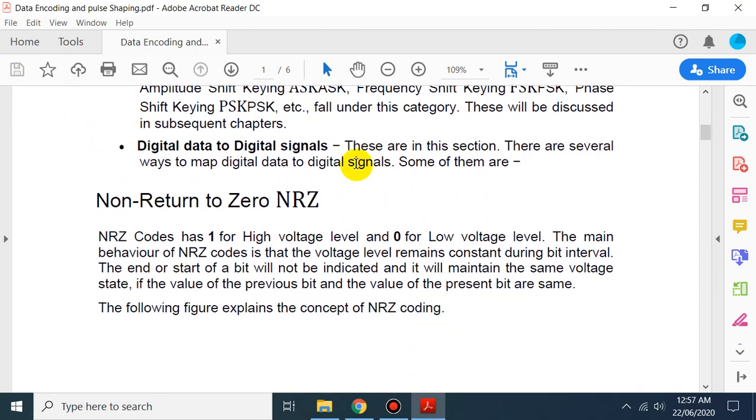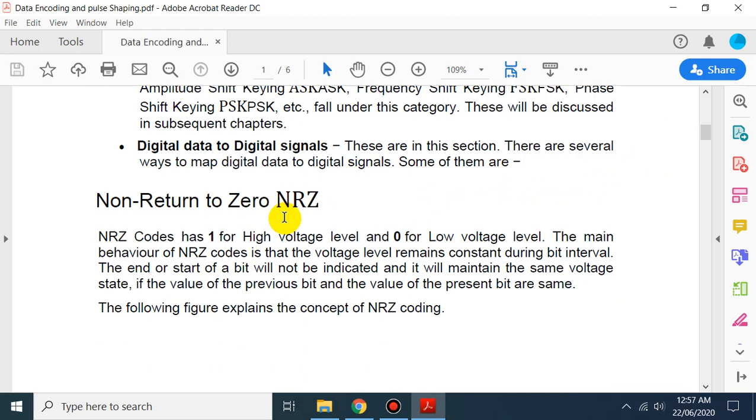We're going to start with the topic of converting our digital data to digital signals from non-return to zero. It is also called NRZ, and we have already discussed non-return to zero signaling in our previous lectures.